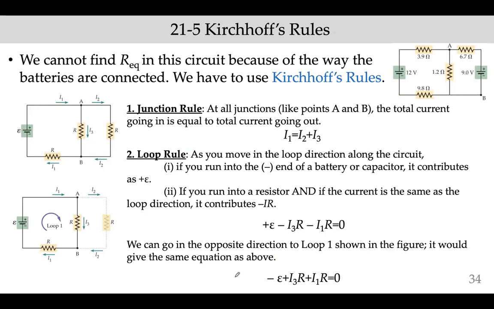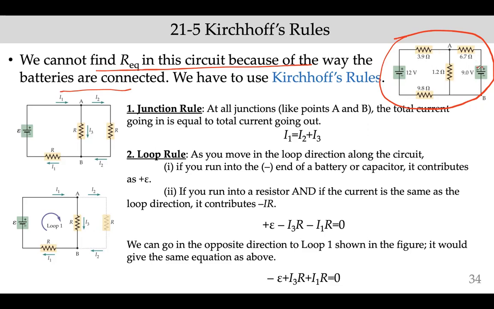Okay, now section 5 of this chapter is about Kirchhoff's rules. So if you look at this circuit, now we have two batteries and a couple of resistors. In this circuit, we cannot find R equivalent because of the way the batteries are connected. We cannot isolate in this case.